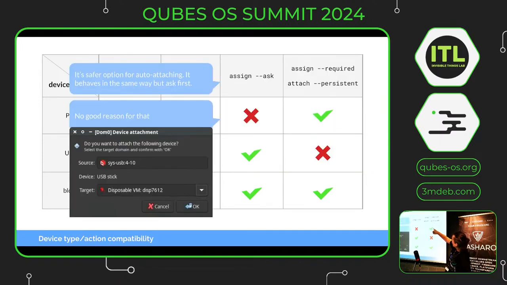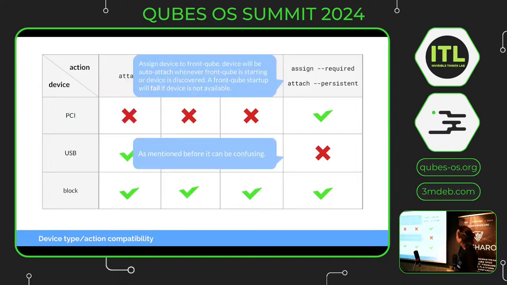We also add the flag --ask. The difference between assign and assign with ask is that before actually attaching anything, we will be prompted. The prompt looks very similar to every Qubes user, where here we have the source of the device, so it's the backend name, the port number, some device description, and we can choose the target where we want to attach this device on the startup or whenever.